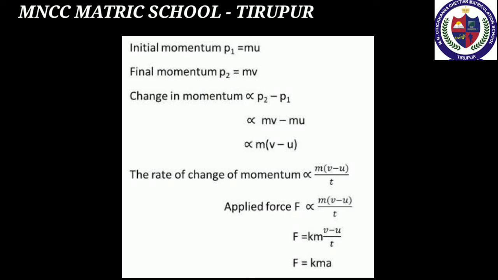By Newton's second law of motion, the force is directly proportional to rate of change of momentum. So F is directly proportional to change in momentum divided by time. Next, F is proportional to mv minus mu divided by t. When we remove the proportionality sign, we should add a constant. So F is equal to K into m into (v minus u) divided by t.